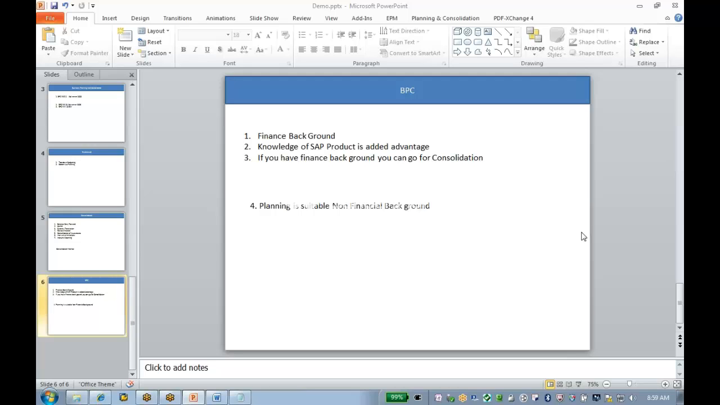And in terms of demand, which component is more in demand? What kind of consultants are more in demand, planning or consolidation? Planning. Obviously consolidation. Demand is consolidation. I'm sorry, I went the wrong way. You are right, actually. Consolidation is the one in demand.